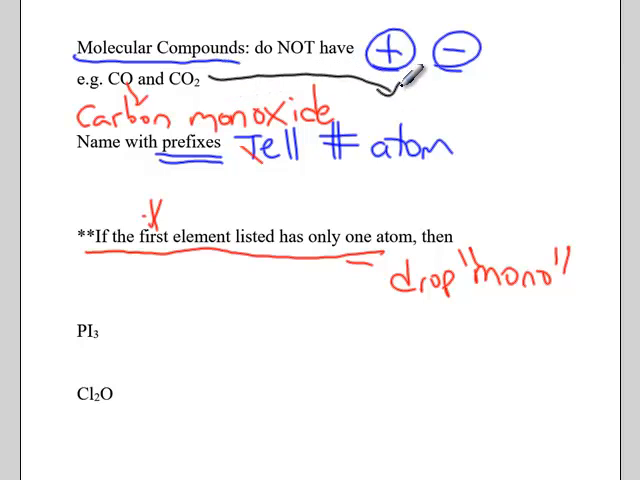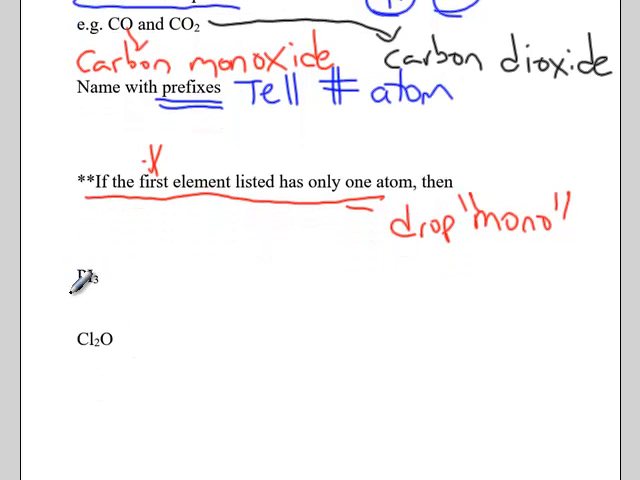If we had two oxygens in CO2, the first element, carbon, is still carbon, not monocarbon, but now we have dioxide for two oxygens. Same sort of thing, 1 phosphorus, 3 iodines. So 1 phosphorus is not monophosphorus, it's just phosphorus. 3 iodine. Iodine will change its ending to iodide, so this is phosphorus triiodide.